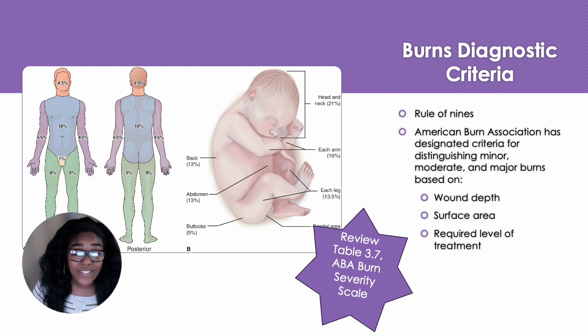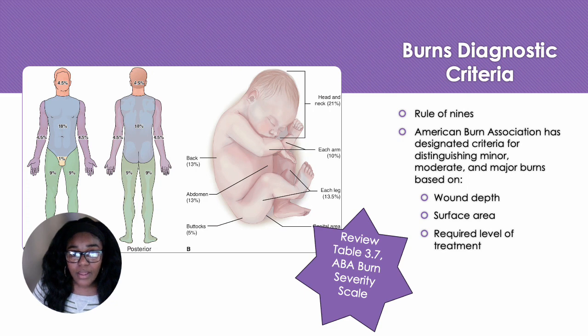So 4.5 is half of 9. 18 is 2 times 9. 9 is indicated by the legs. So what you'll do is on the front and the back of the individual, you'll see what areas of the body is burnt. And this is where we get, oh, the patient has a 45% burn. Oh, they have a 71% burn, 72% burn. All of that is based off of the rule of nines here with this picture.